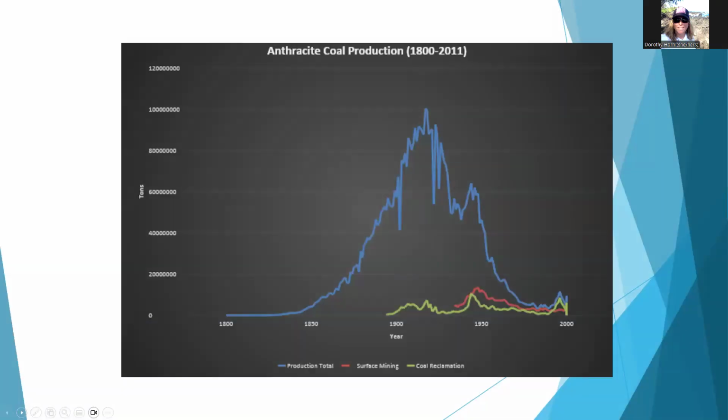This is our coal production. So we burn coal for heat, for energy and whatnot. And so you can see again in the 1800s, barely started to increase exponentially in the mid 1900s. And this is tons on the y-axis. So you can see we've also started surface mining and coal reclamation. This is all human interactions, right?